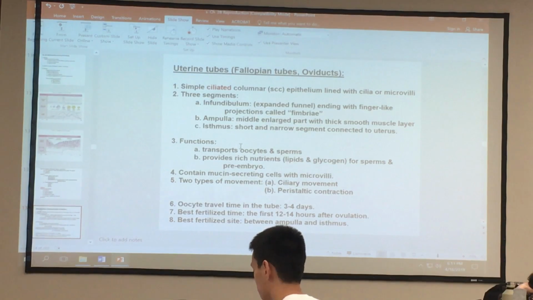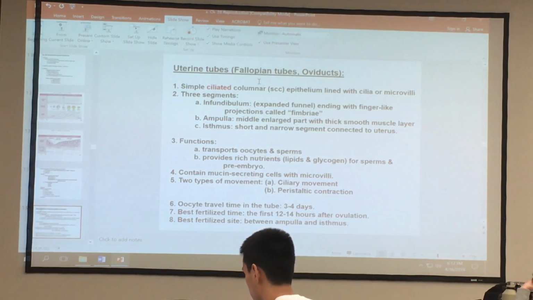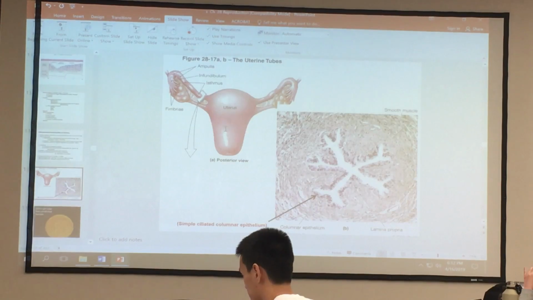Now from the ovary, we have a tube that sends the egg down. We call it uterine tube or fallopian tube. The epithelial cell is a simple ciliated columnar cell that has cilia to move the egg down. It divides into infundibulum, ampulla, and isthmus. Let's go to the view here first.